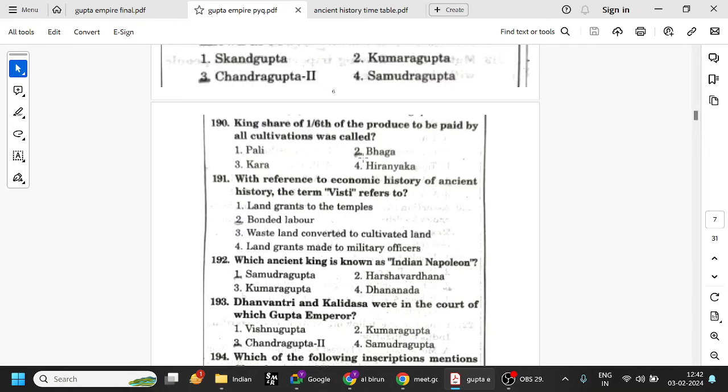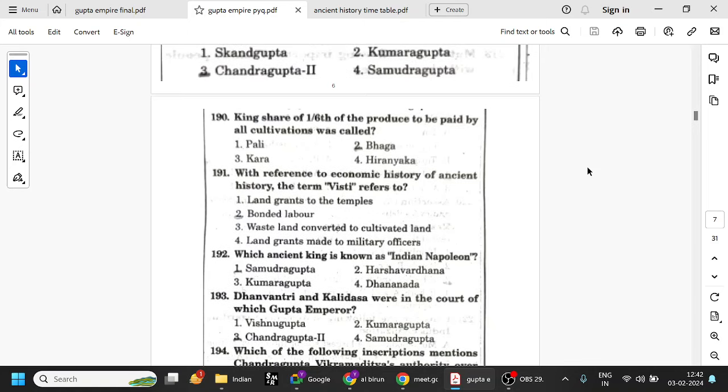One-sixth share is the tax, that is Bhaga. Also, we have seen Bali is the voluntary tax. Initially, in the early period, Bhaga was called the spoils of war, and that was one of the earliest taxes historically recorded. Later on, it became a standard tax, a share of one-sixth. So out of 10 bags, more than one bag will go to the king. One-tenth means one bag will go, so one-sixth means more than one bag. That is the share of the king, the tax called Bhaga.